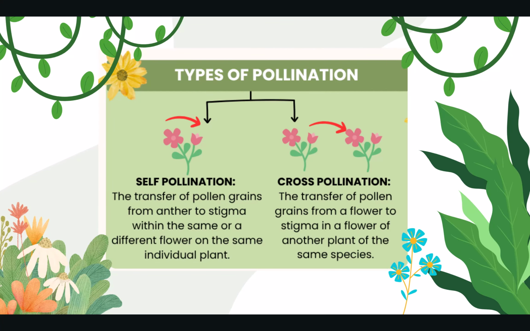There are two types of pollination, which are self-pollination and cross-pollination. Self-pollination is the transfer of pollen grains from anther to stigma within the same or a different flower on the same individual plant. Cross-pollination is the transfer of pollen grains from a flower to the stigma in a flower of another plant of the same species.